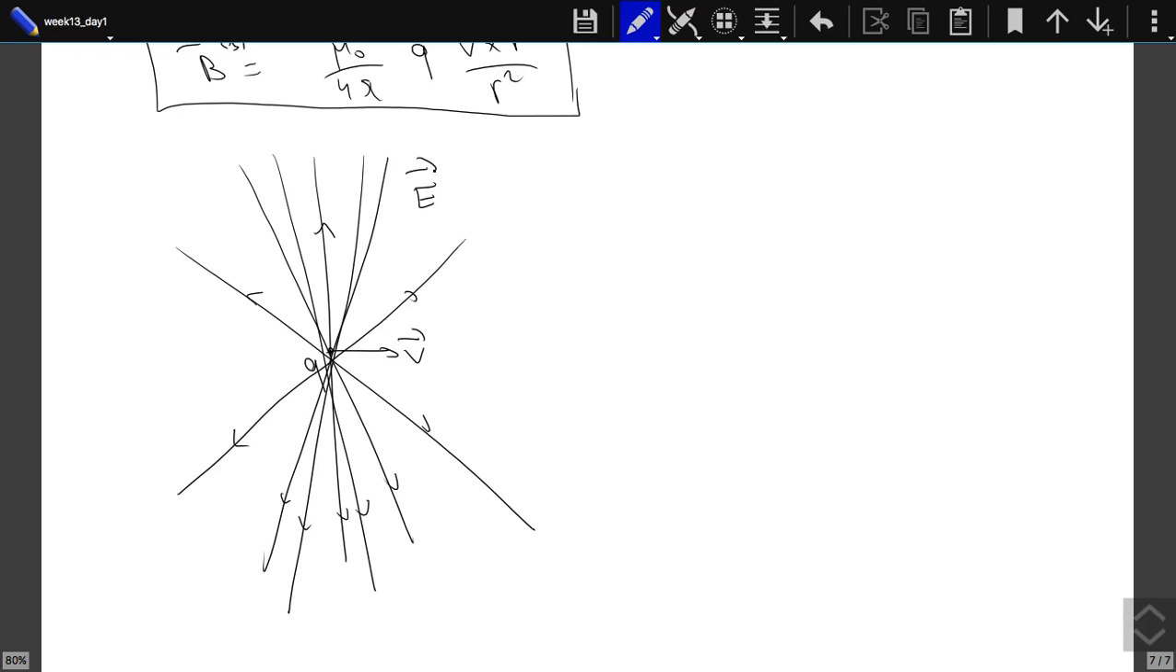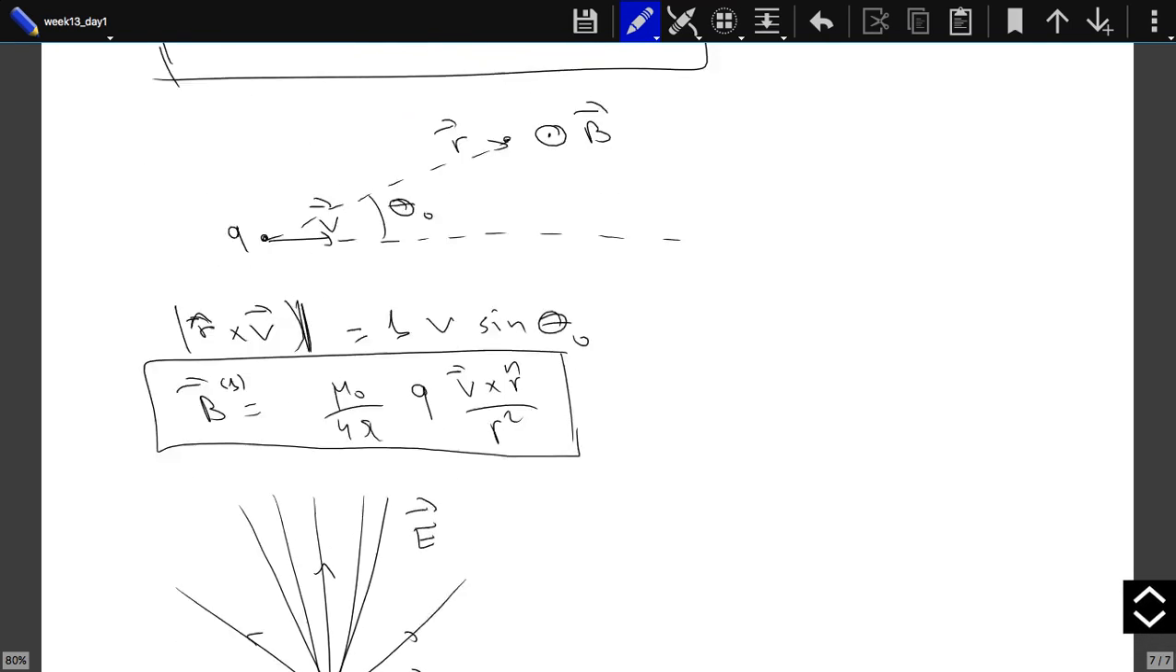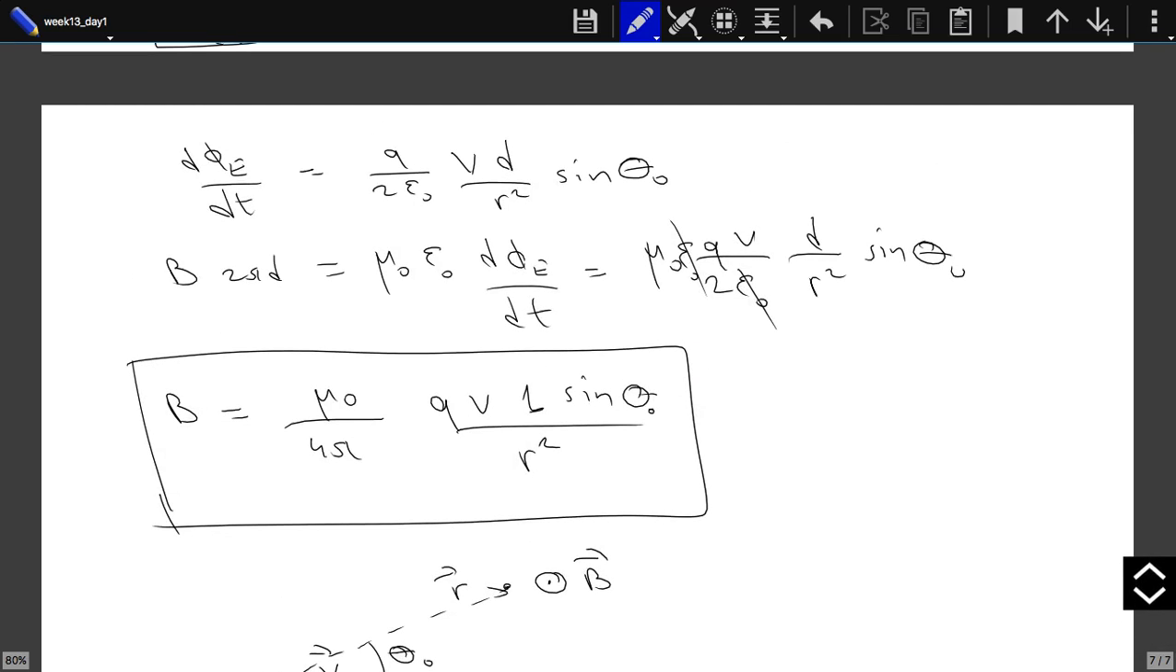They will be circular. They will still be circular. But of course, since the electric field is stronger over here, the rate of change of the electric field at these regions is stronger. The magnetic field will be stronger at these regions, and weaker in this region. True. Correct.